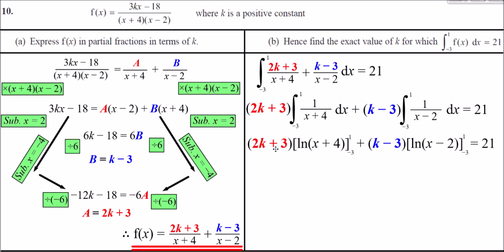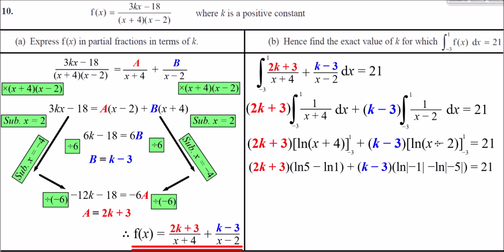So that's what we get. So after integrating, we've got this expression, which is still equal to 21. We now just have to carefully input the upper limit of 1 and the lower limit of negative 3. So if we do that next, we'll get 2k plus 3. This becomes ln 5 minus ln 1. Over here, we get k minus 3.